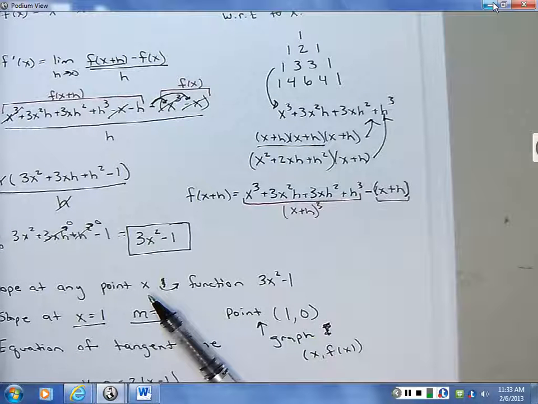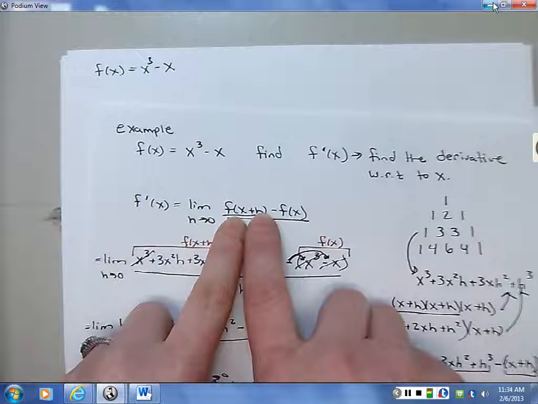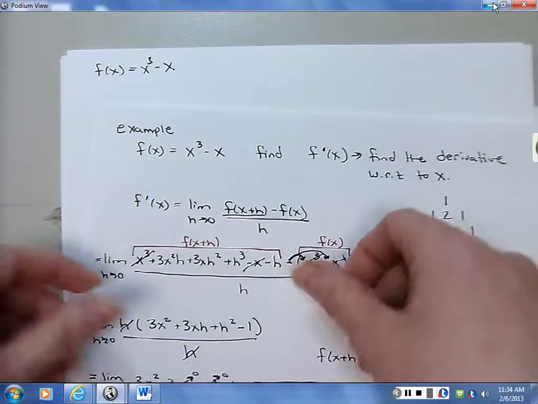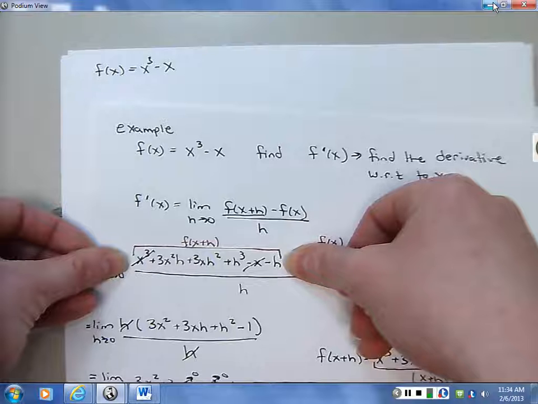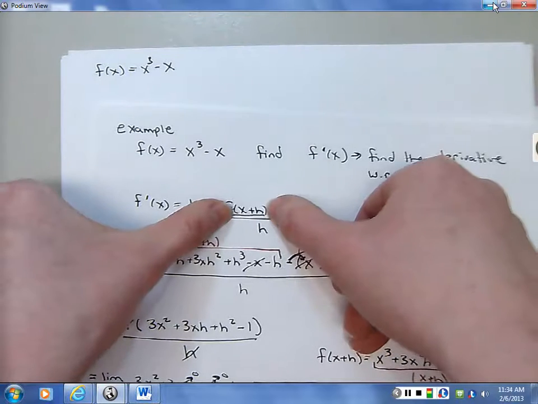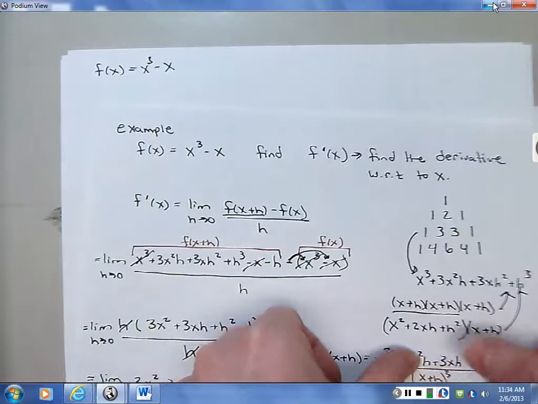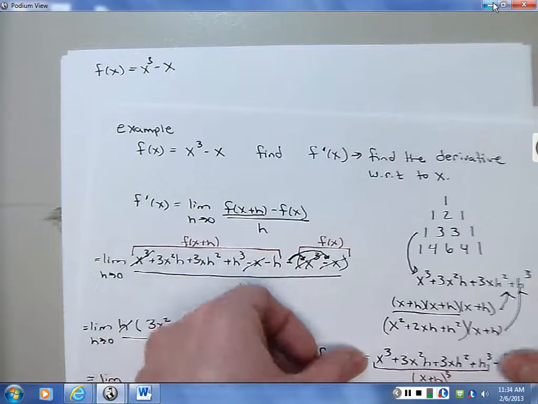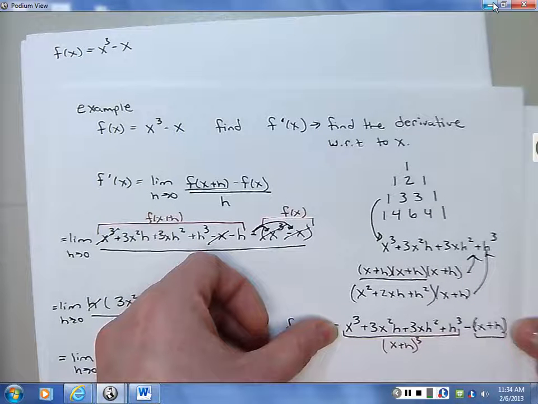Okay, this f of x plus h is a placeholder. I'm going to replace what that represents as a function, which would be all of this, right? But to find that, I plug in x plus h to my original function. So I have x plus h cubed minus x plus h. Well, x plus h cubed is this expression. Well, does that other minus x just disappear?